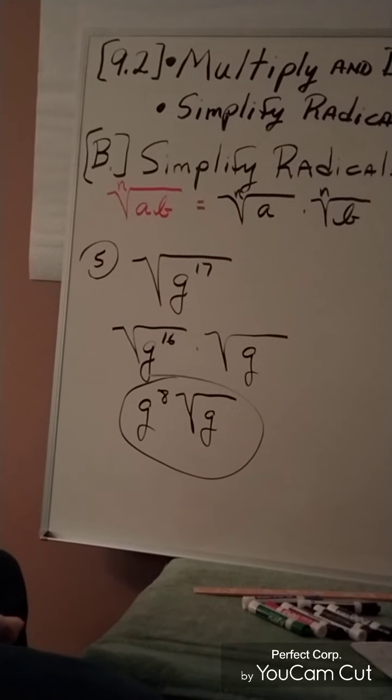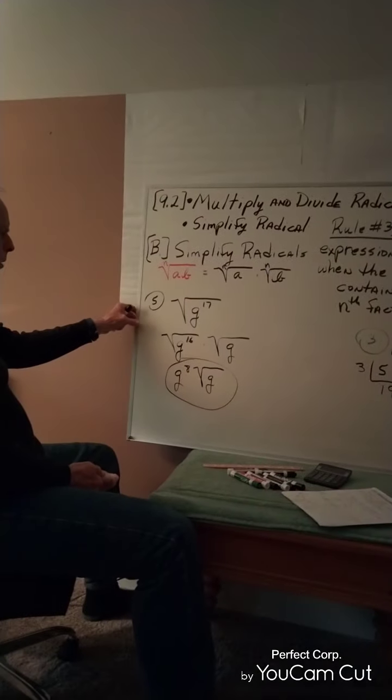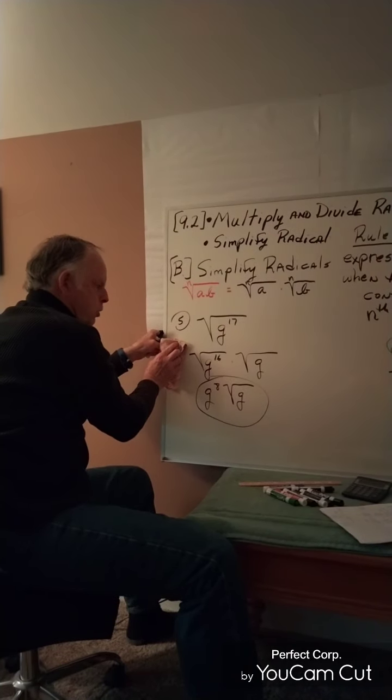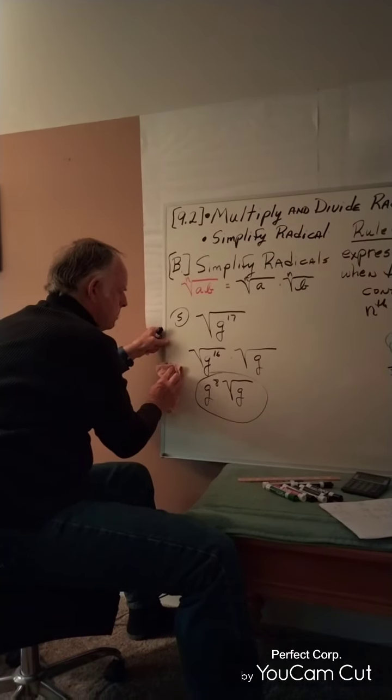Pretty basic. The variables are easy to work with. You don't have to spend a whole lot of time seeking out the largest perfect nth factor that it has.